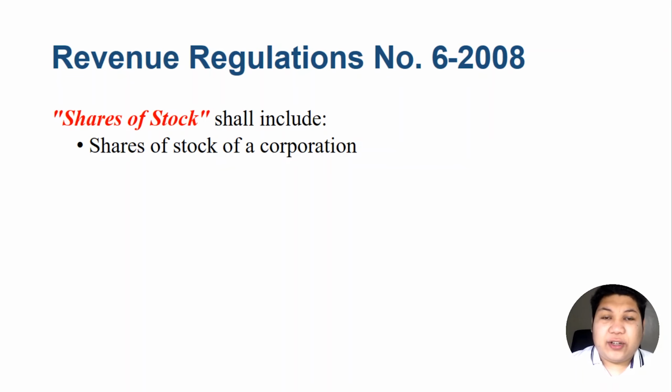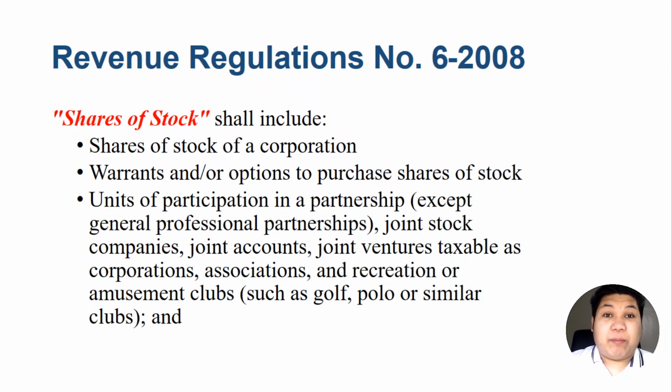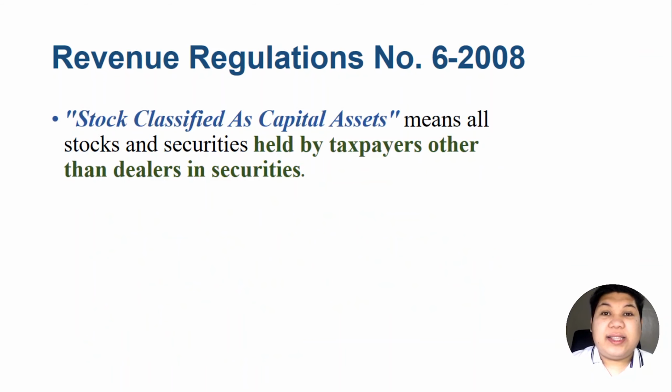A share of stock can also include warrants and or options to purchase shares of stocks or units of participation in a partnership, except general professional partnership, joint stock companies, joint accounts, joint ventures taxable as corporations, association and recreations, or amusement clubs. Any unit of participation in these organizations are also considered as shares of stock or a mutual fund certificate. A stock classified as capital asset means all stocks and securities held by taxpayer other than dealers in securities.